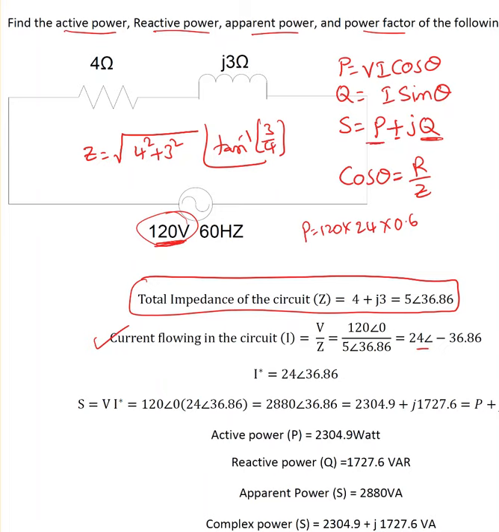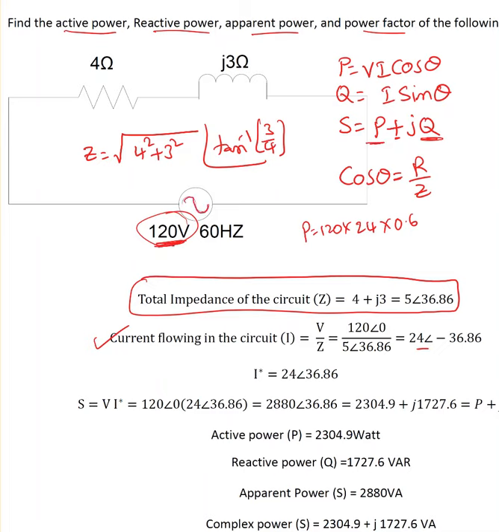Here is the first example. We're talking about the first example in AC power. Here he's asking us to find the active power, reactive power, apparent power, and power factor in the following circuit. Basically, he gave us an RL circuit with an AC source. How do I know it's an AC source? The sinusoidal indicates that it's an AC source.